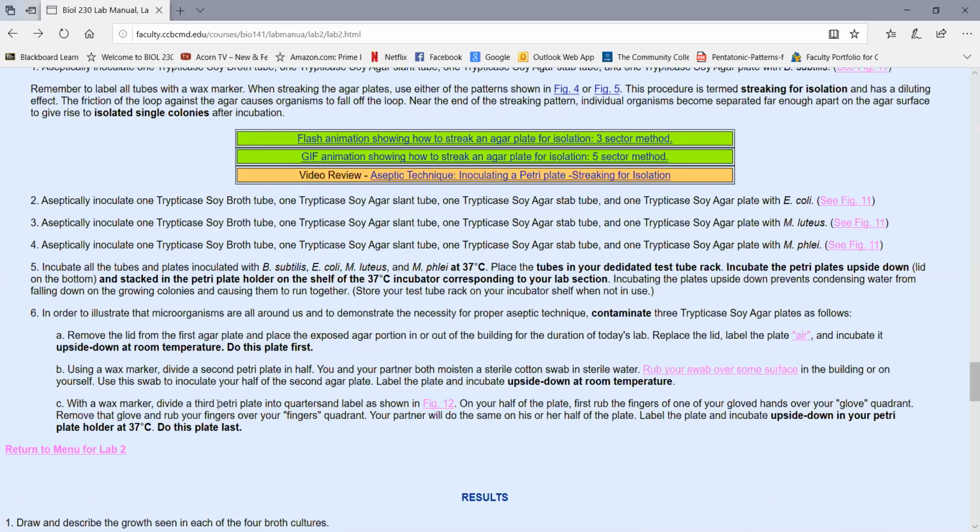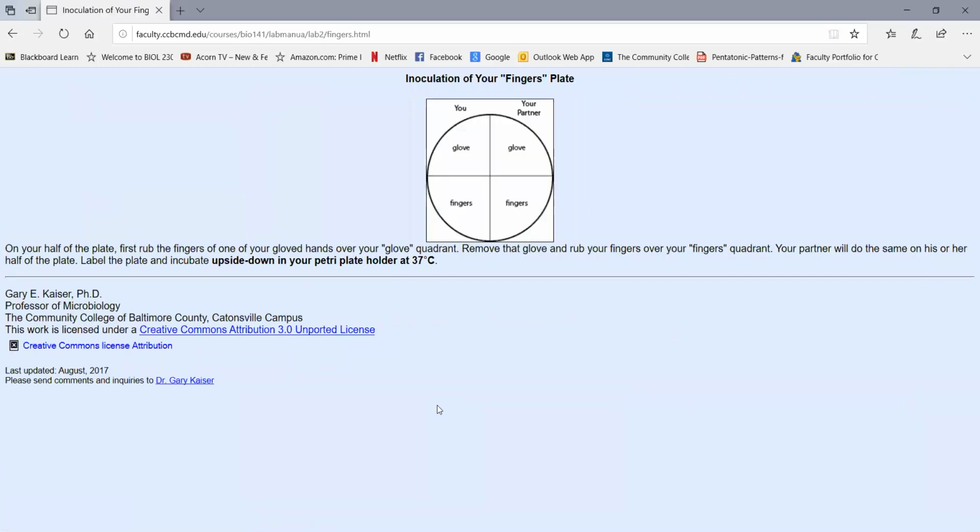And in the final contamination plate, you're going to take a wax marker and divide that plate into quarters and label it according to figure 12. So the 2 quarters on top are labeled glove, the 2 quarters on the bottom are labeled fingers. Now this will be the last plate you do. Before you do this plate, make sure you've put everything else that you've inoculated into the incubator already and that you returned all the class cultures, because you're going to remove one of your gloves here during the process of doing this plate. So you want to be done handling the microorganisms before you do your fingers plate, as we call it.